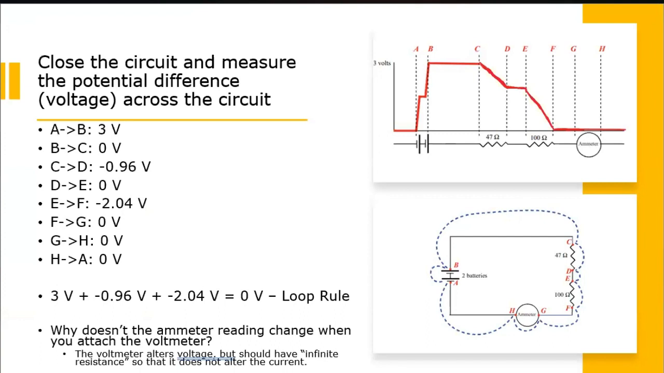So here are the calculations using the voltmeter when I close the circuit of all of these points shown over to the right. So it's shown here, and you can see that when you add all of those up, it equals 0 volts, which holds up the loop rule.